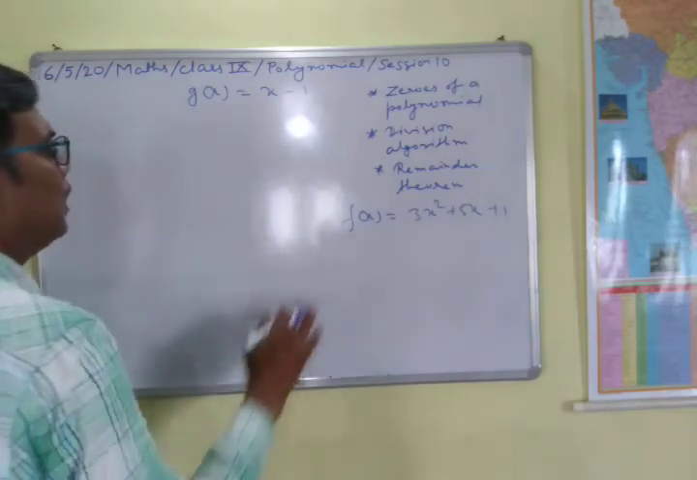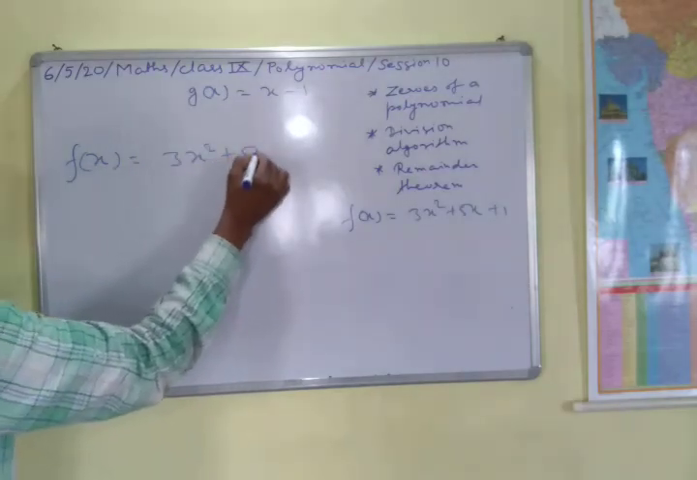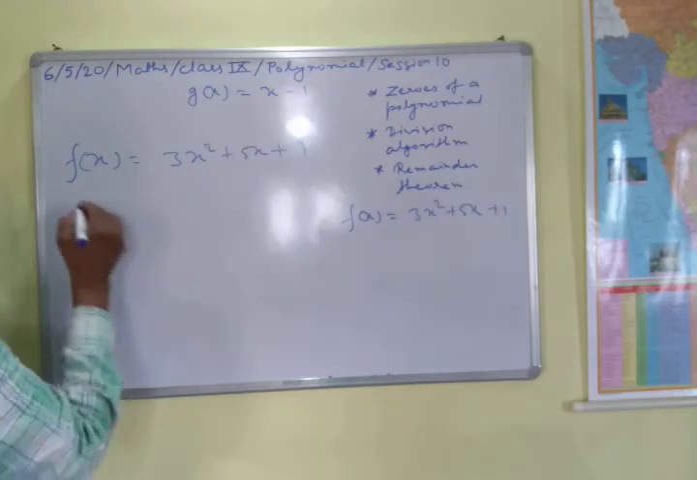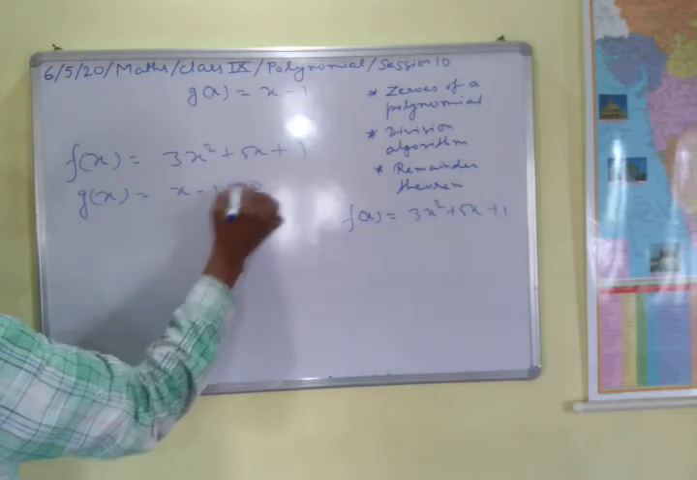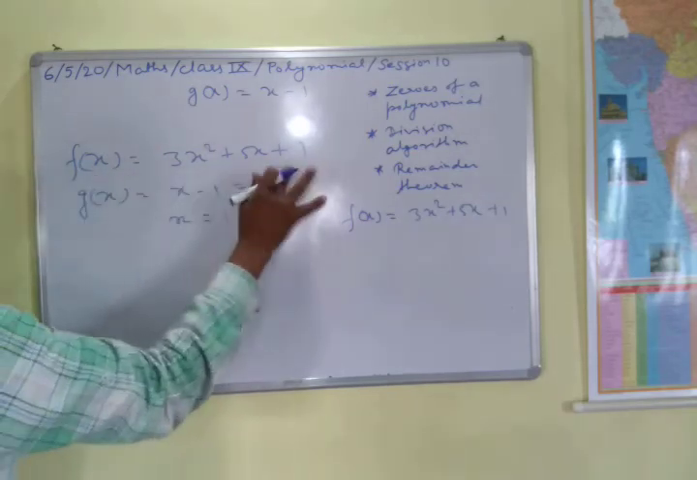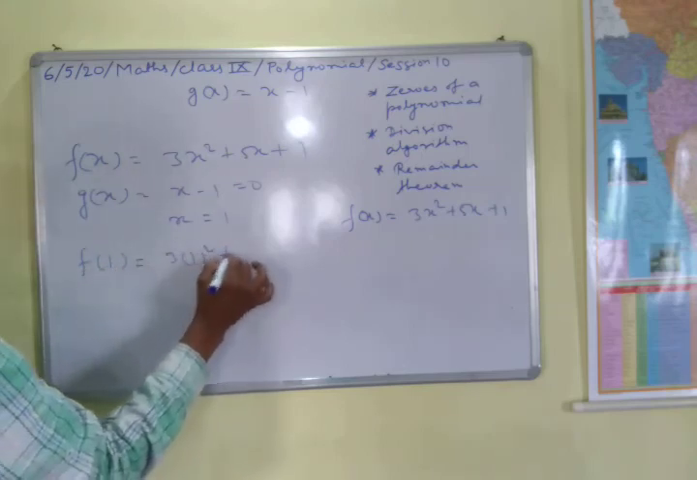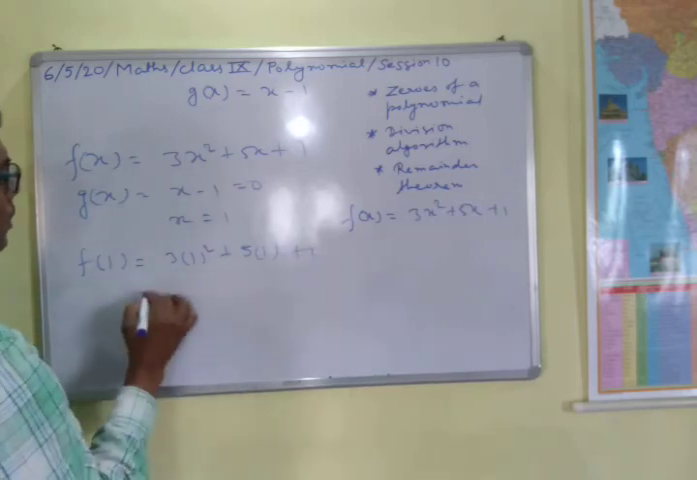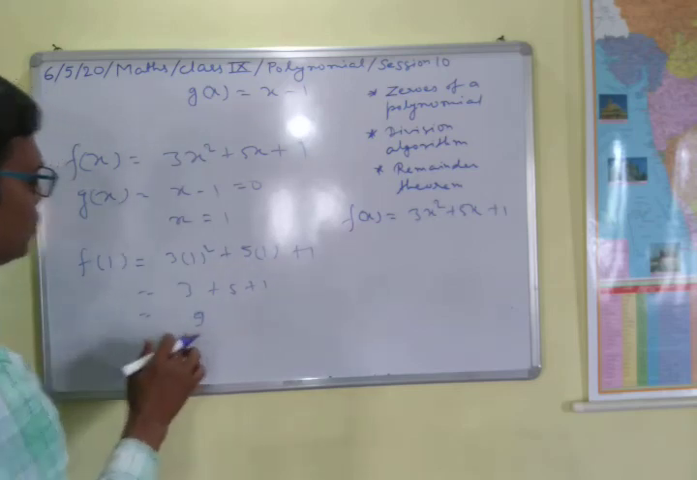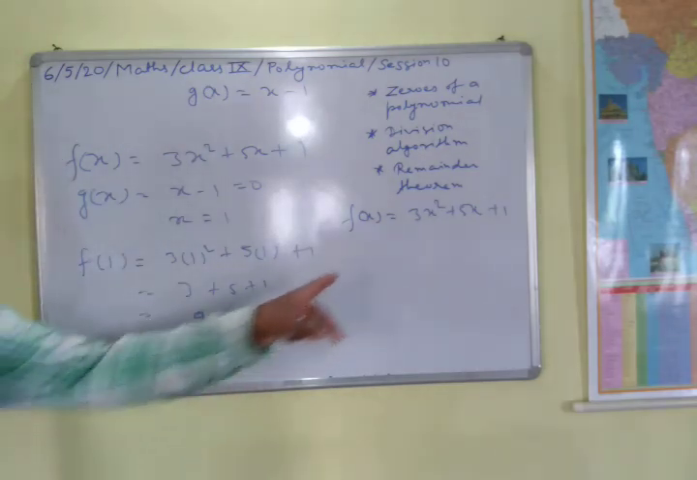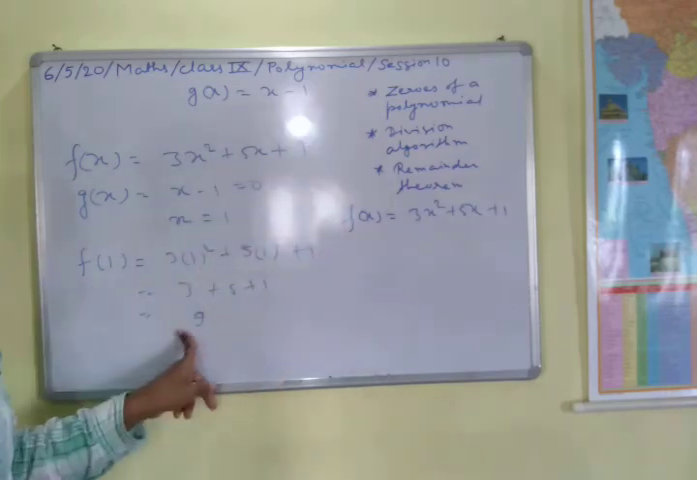For example, f(x) equal to 3x square plus 5x plus 1. Now g(x) equal to x plus 1. Then if you put this equal to 0, then what will you get? You will get x equal to 1. Now put 1 in this expression. f(1) equal to 3 into 1 square plus 5 into 1 plus 1, that is 3 plus 5 plus 1, that is 9 in this case. So see that when we divided this, in that case also we got 9, and here also f(1) equal to 9 directly.